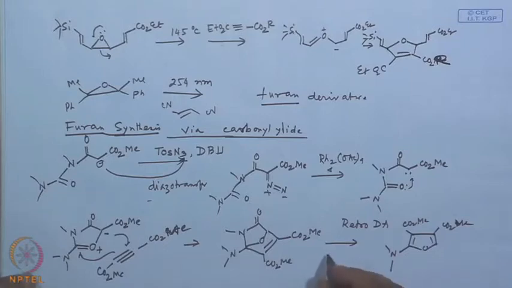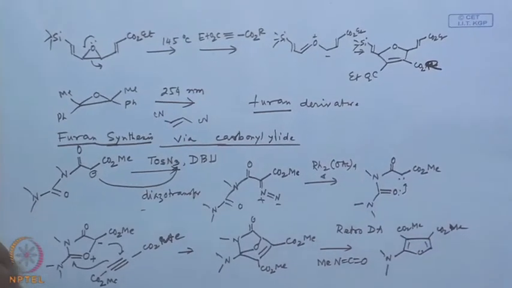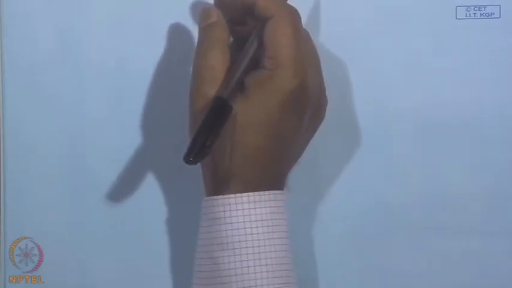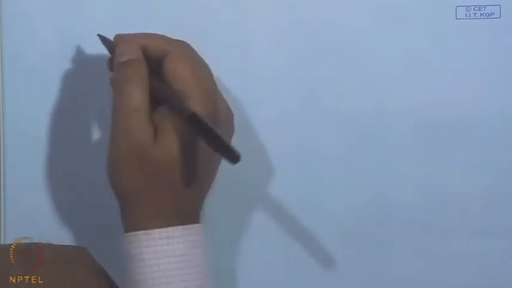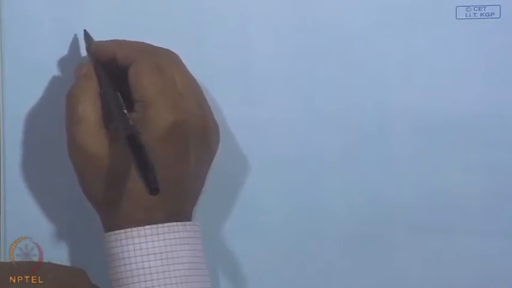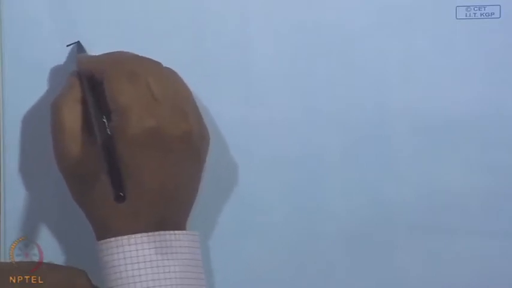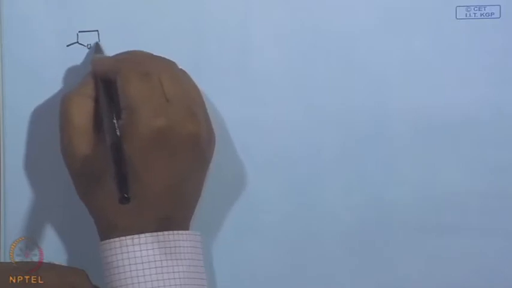And what is the loss? The molecule that is being lost is methyl isocyanate. It's a very methyl isocyanate. So now this reaction, I'll say one more example. Probably I'll give you, see whether you can write the structure of the product. This is from an oxazolin derivative.